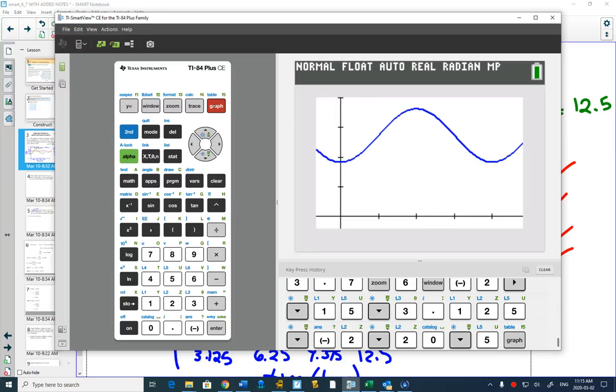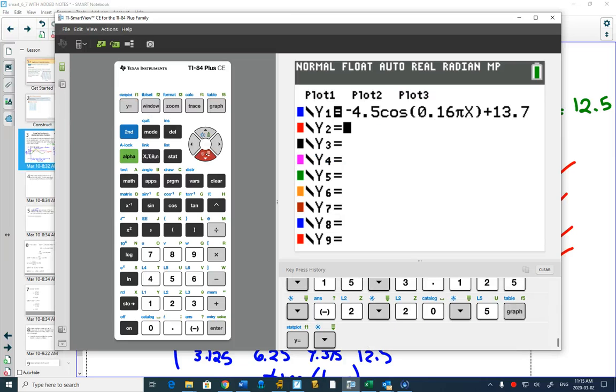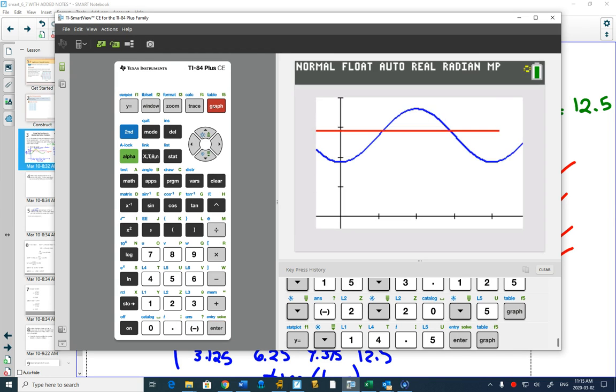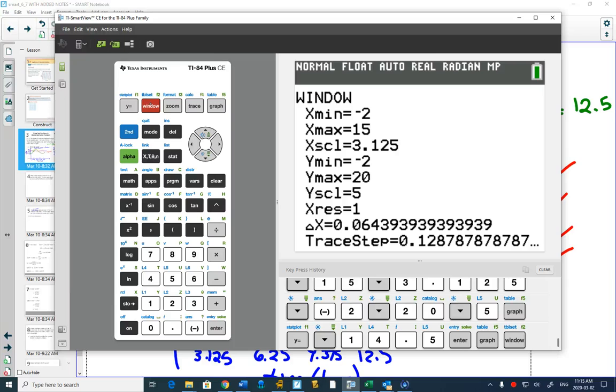If I go back to y equals and I go to the second equation, I can type in 14.5, and that will graph a horizontal line at 14.5. I can go back to the window. Then your graphing calculator has the ability to calculate where those two graphs intersect.